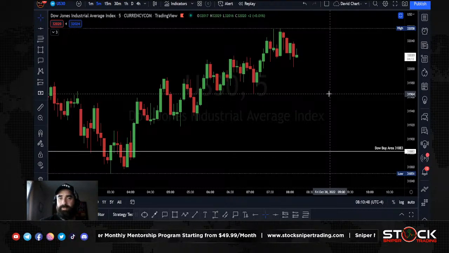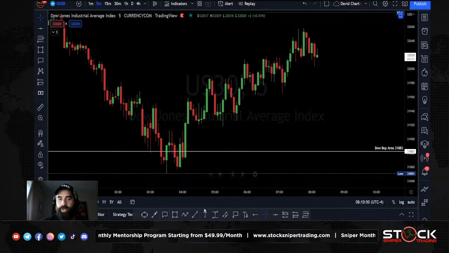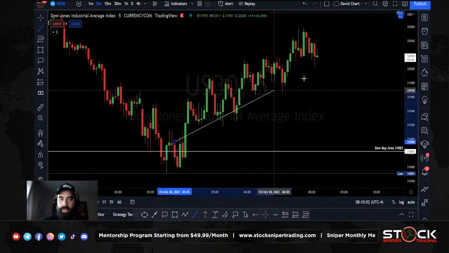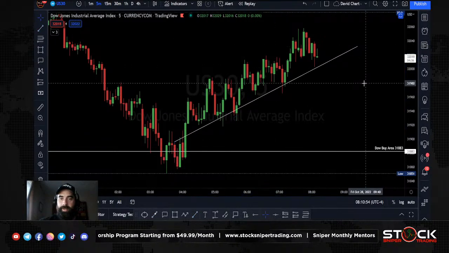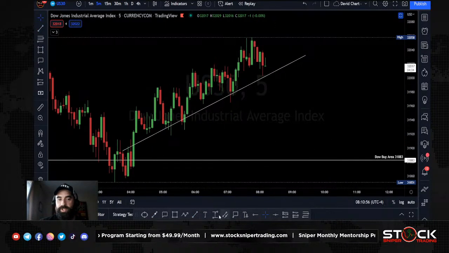Dow's going to sink off. Probably be drawn to that level here. Take a look. Nice trend. Okay. See the rejection coming in here.